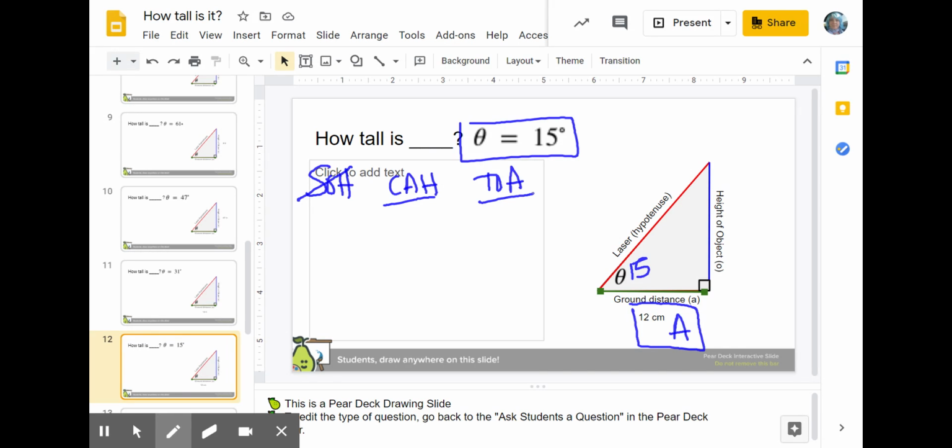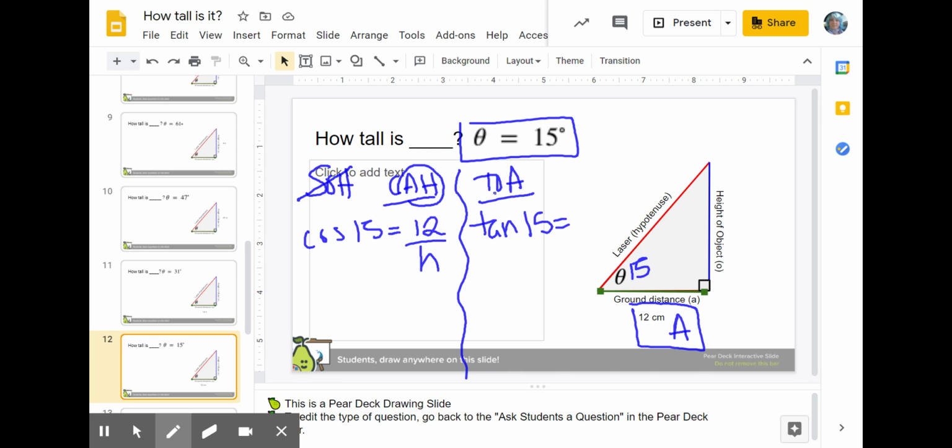So now I'm going to substitute. Cosine of my angle equals adjacent over hypotenuse. So adjacent and hypotenuse become a fraction, adjacent on the top and hypotenuse in the denominator. That's how I find cosine. Then I do the same thing with tangent. Tangent of my angle, because I'm given one. The O and the A become a fraction. So O over the 12.